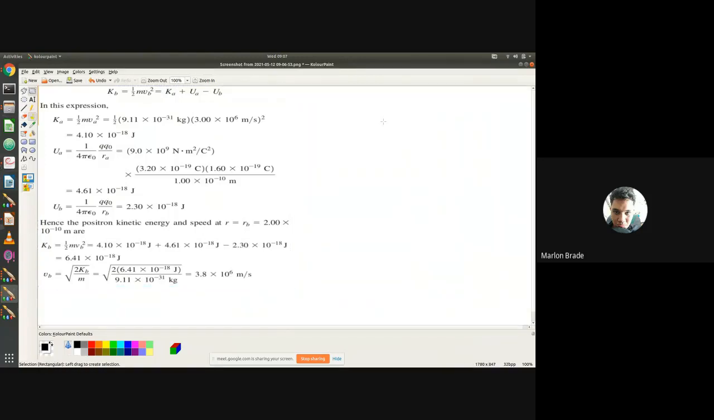Okay, so this equation actually comes from the conservation of energy. Remember, if your forces are conservative, then the total mechanical energy is conserved. So we can say that the potential energy at point A plus the kinetic energy at point A is equal to the potential energy at point B plus the kinetic energy at point B.